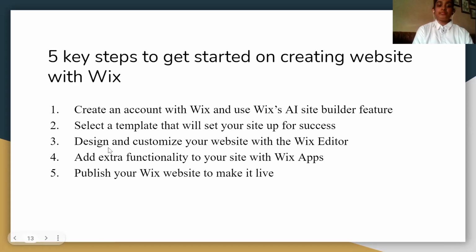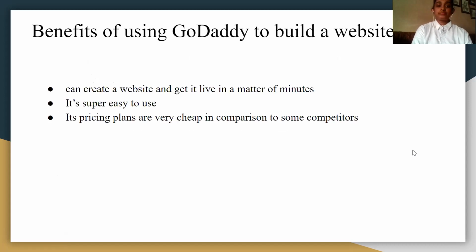Third is design and customize your website with the Wix editor. Again, you can label your website and so on. Fourth, add extra functionality to your site with Wix apps. This is actually quite interesting, as Wix has a few apps in it. For instance, it's easier to customize your documents or calendar and so on. And finally, publish your Wix website to make it live. As you publish it, people will get to know that you have your own website.